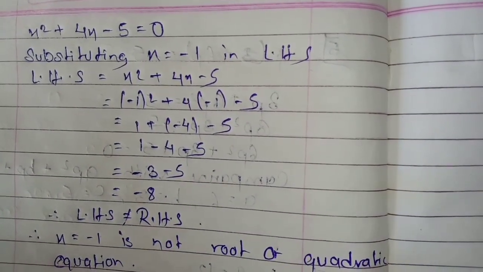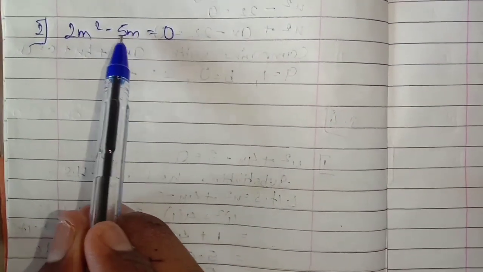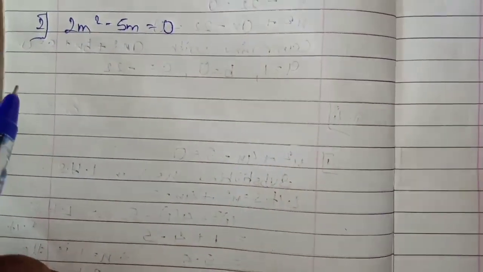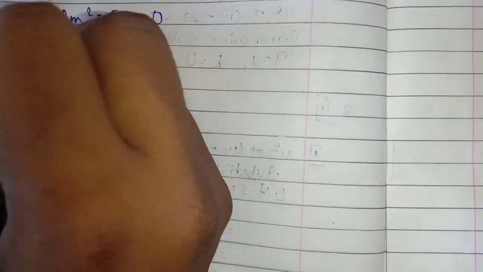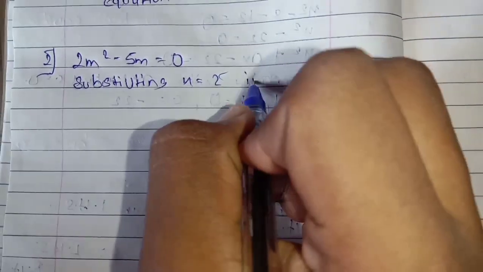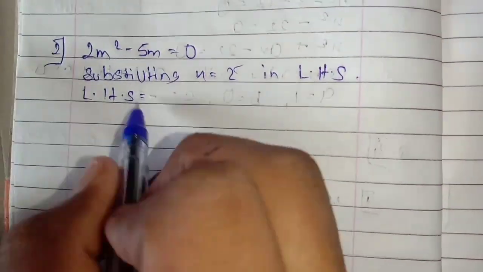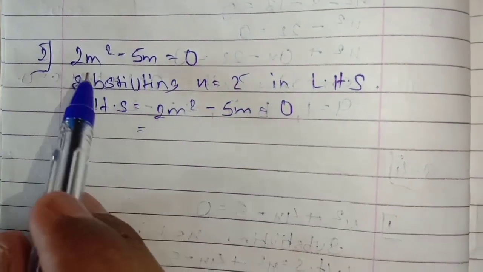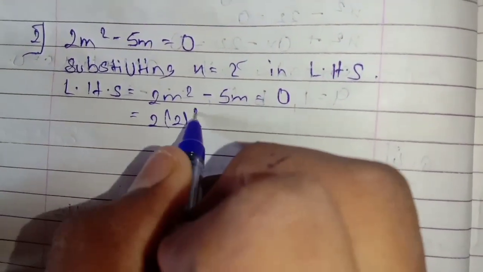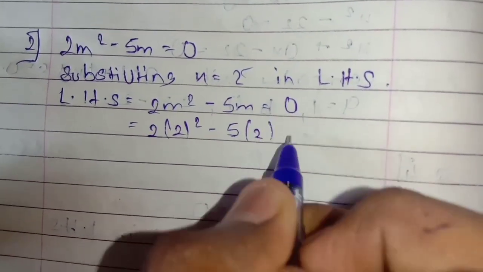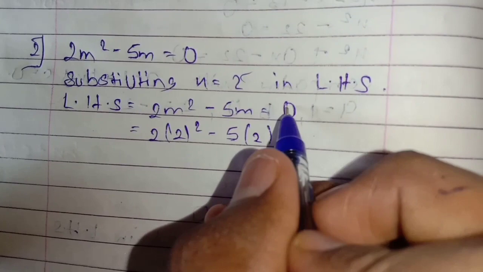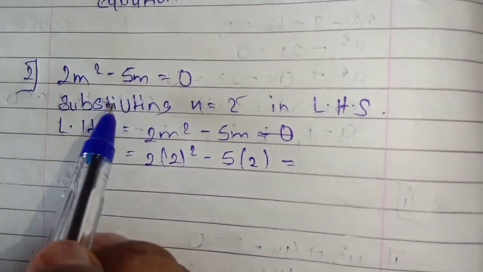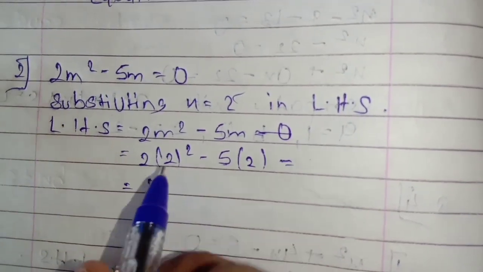Now we will solve the second one. Our second question is 2m square minus 5m is equal to 0, in which the first value, that is 2, we will substitute. So substituting m is equal to 2 in LHS. Our LHS is 2m square minus 5m. In place of m we will substitute 2. So 2 into 2 square minus 5 into 2. First solve the bracket.